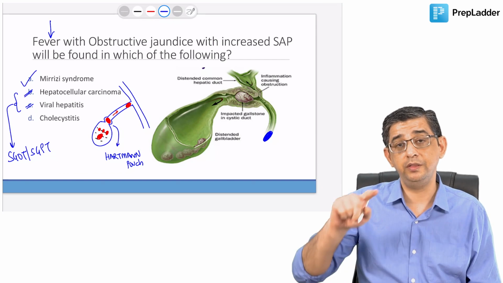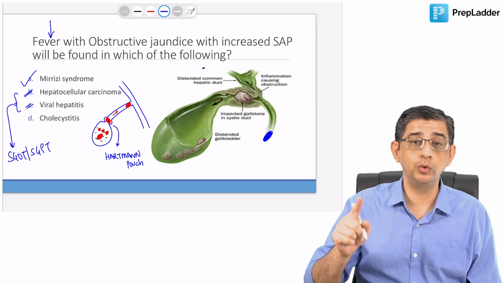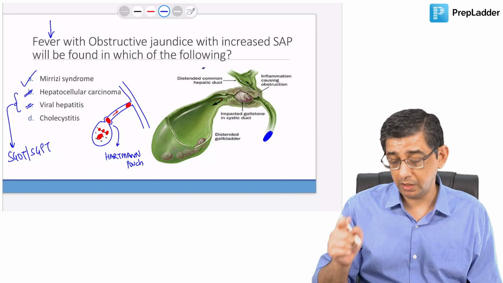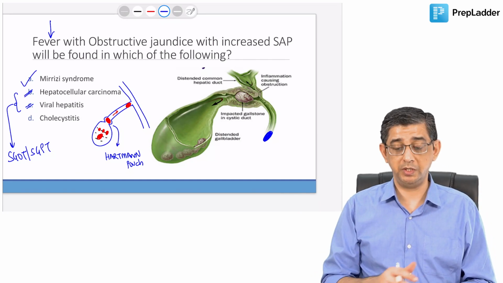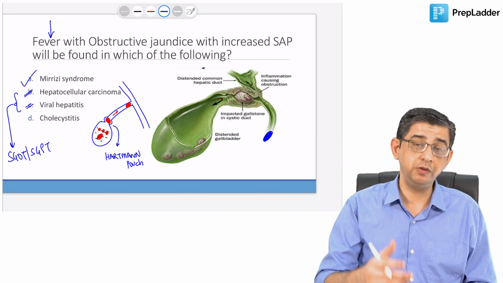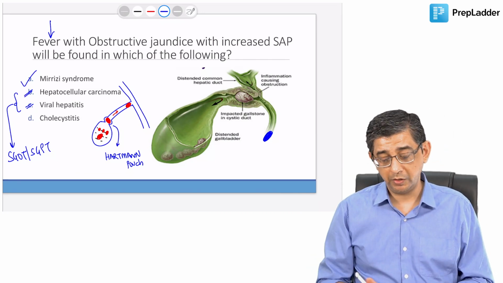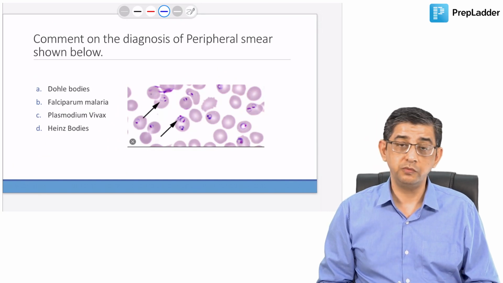If the stone is stuck in the distal CBD, it is going to be choledocholithiasis. But if the stone is stuck in the cystic duct or maybe in the Hartmann pouch, we call it Mirizzi syndrome, where the person can present with acute abdomen, there would be fever, right upper quadrant pain, and obstructive jaundice manifestations can occur. The next question was a repeat one.